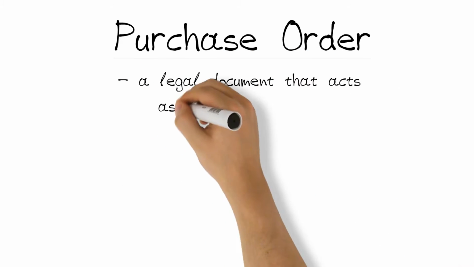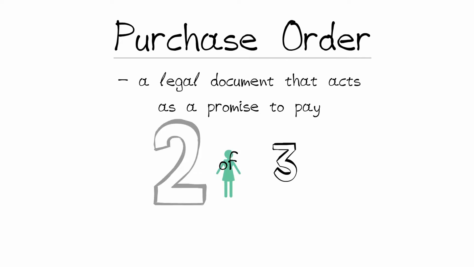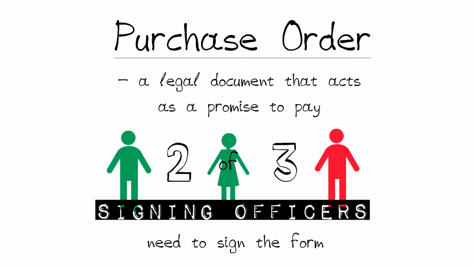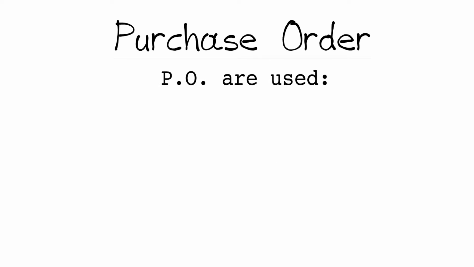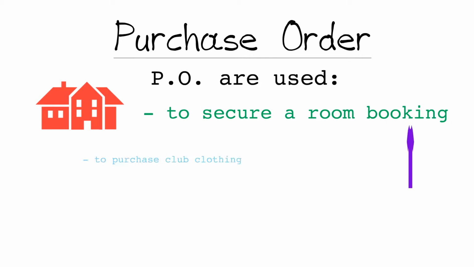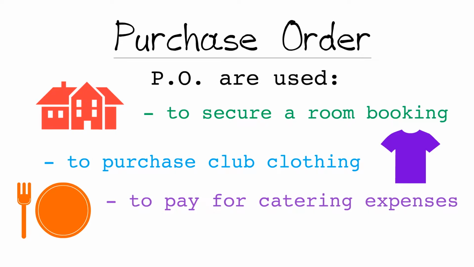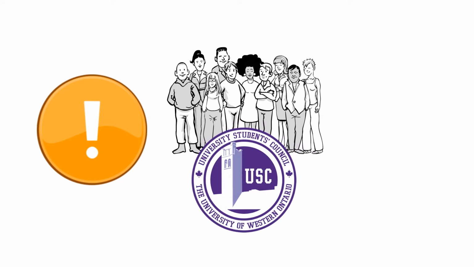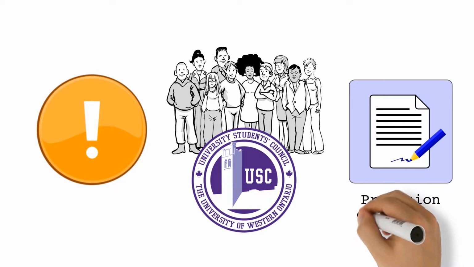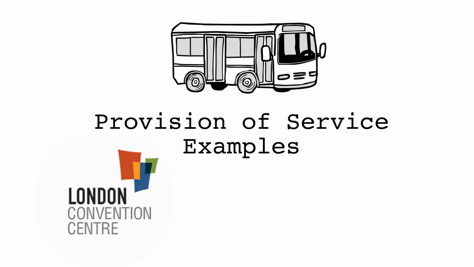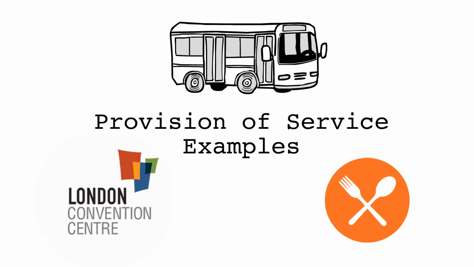A PO is a legal document and acts as a promise to pay. Again, 2 of the 3 signing officers will need to sign the form to approve the expense. POs are used to secure a room booking, to purchase clothing, catering expenses, and much more. Please remember that only USC staff can sign contracts for provision of service. For example, the London Convention Center, bus companies, catering companies, etc.